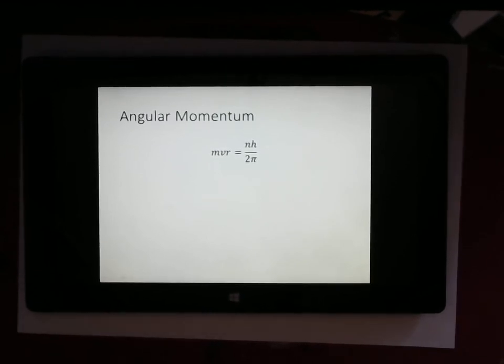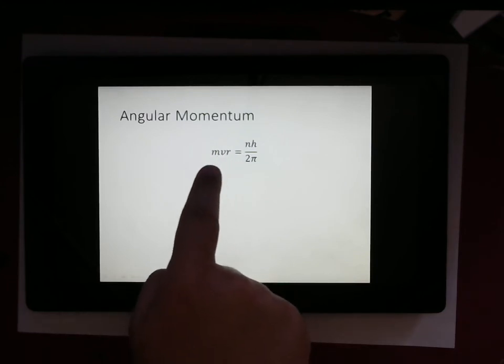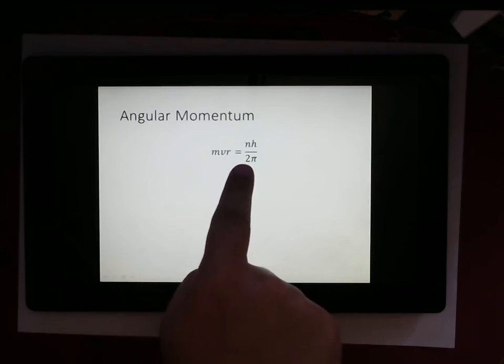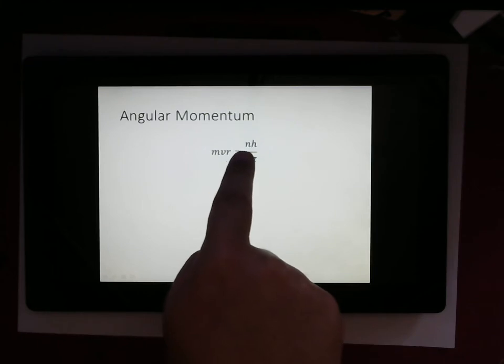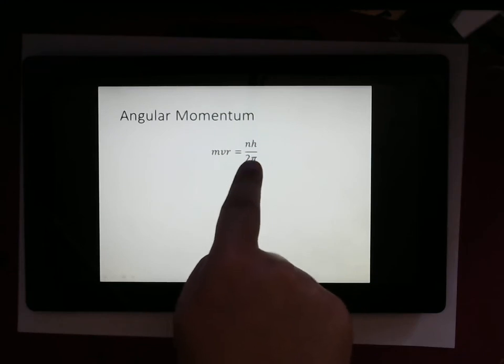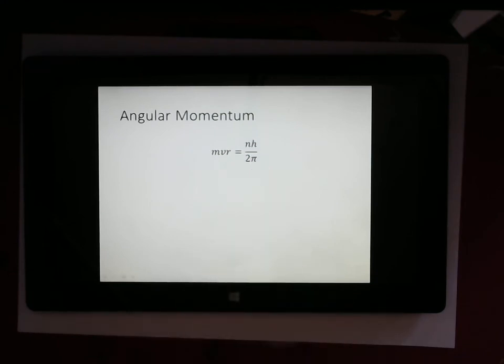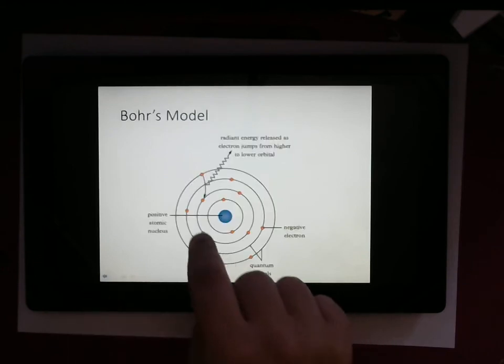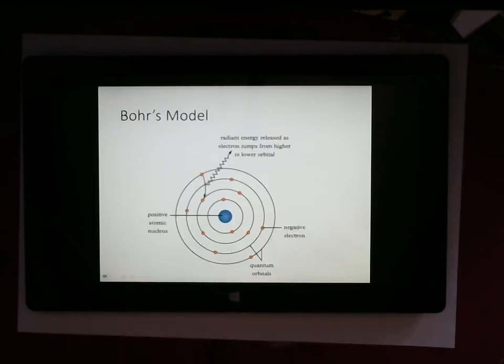The formula here is showing something really important, that this angular momentum, MVR, is always a whole number multiple, that's the n there, of these constants. h is a constant, 2 is a number, pi is a constant. So h and 2 pi, they don't change. But that n can only be 1, 2, 3, 4. This is what creates these quantum orbitals. Each of these electrons orbiting around this orbital has some amount of angular momentum, and they can only be these fixed numbers.